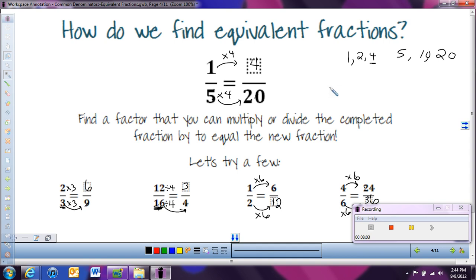So to find equivalent fractions, we're always going to be looking at what number we are going to multiply or divide by to get from our completed fraction to the other one that we're trying to create.